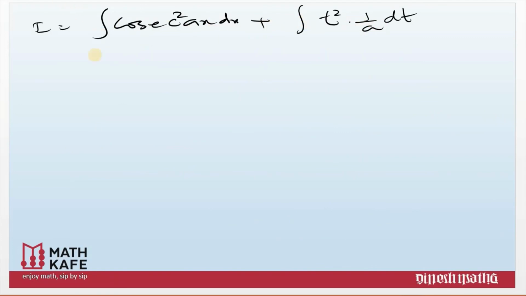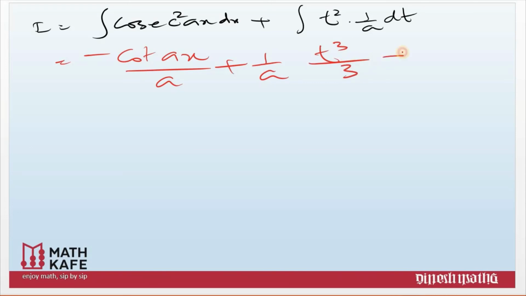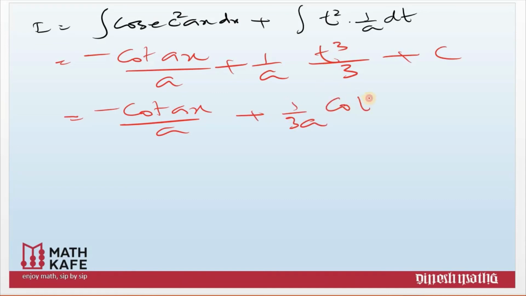Now we are integrating. This will become, integral of cosec square means what? Minus cot ax, and you see there is a coefficient, so divided by a, plus 1 by a into integral of t square, which is t cube divided by 3, plus c. Negative cot ax by a plus this is 1 by 3a into t, which we have taken as cot, so cot cube ax plus c. That's our final answer.